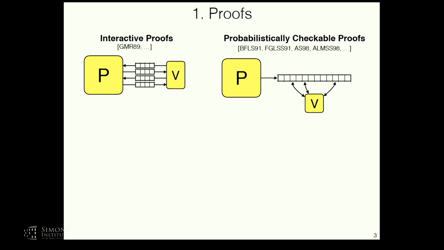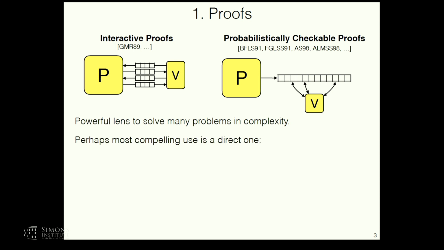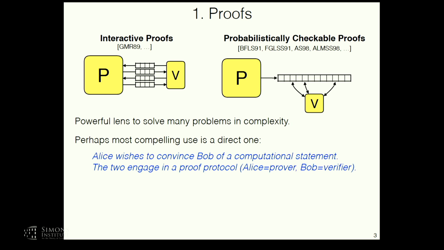The first one has to do with proof systems. This is a beautiful theory that we've developed in computer science over the past three decades, and it's a really powerful lens to solve many problems in complexity theory. But perhaps one of the most compelling use cases of proof systems is a very direct one, where you have two parties, Alice and Bob, and Alice wishes to convince Bob of a computational statement. The two of them can engage in a proof protocol, where Alice plays the role of the prover and Bob that of the verifier.